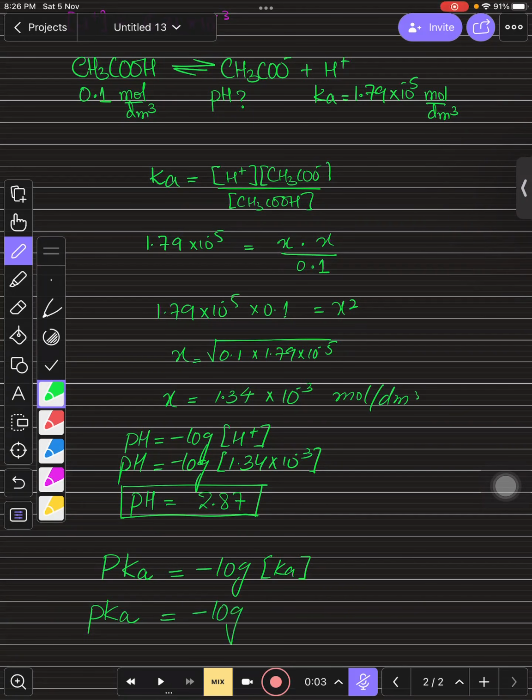Negative logarithm of Ka. What was the value of Ka? 1.79 × 10 raised to the power minus 5. So what pKa value will you get? It will be 4.75. This is one more thing that you need to understand.